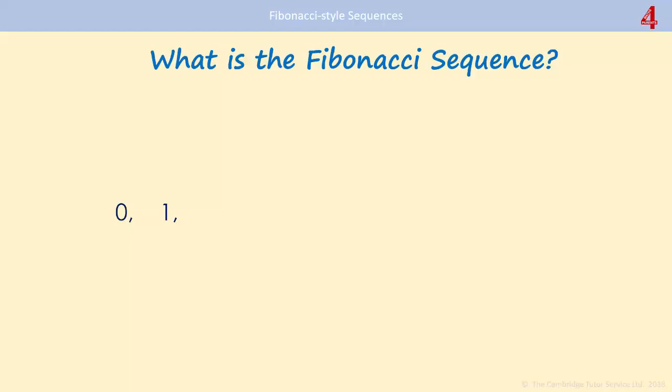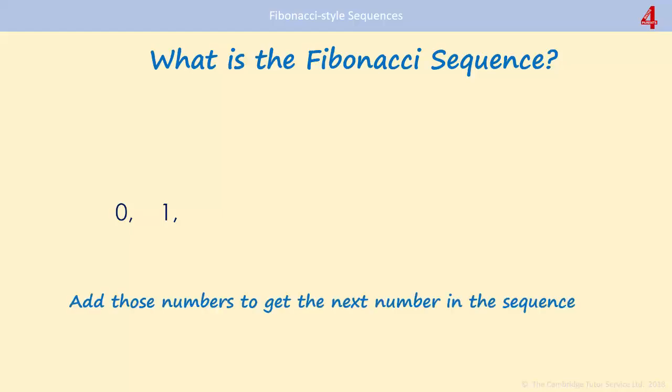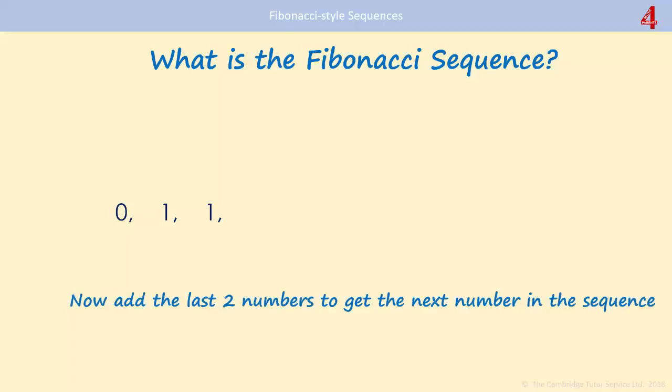It won't make any difference because when you're looking for the next number in the Fibonacci sequence, you're adding the last two numbers of the sequence together to get the next number. So whether that 0 is there or not, you're adding that 1 to nothing. So 1 and nothing is 1. Now we add the last two numbers to get the next number in the sequence.